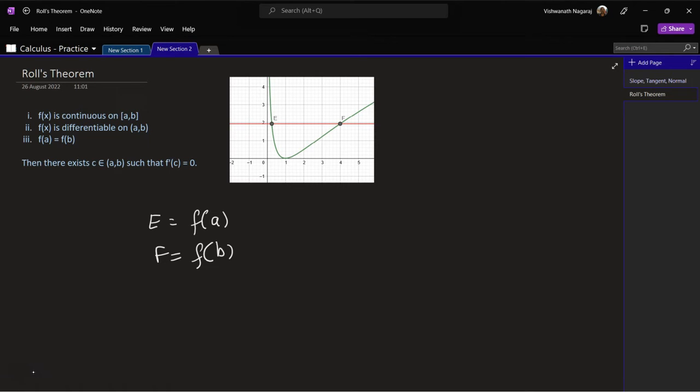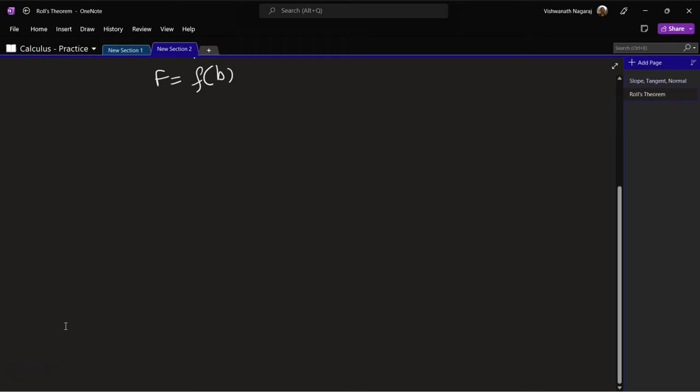If all the three conditions are satisfied, then there must be at least one value c such that the tangent at that point is horizontal, right? Which means what? When we say tangent, we are talking of the slope equal to 0. So f prime of c equal to 0. Now let's actually solve some problems based on this.